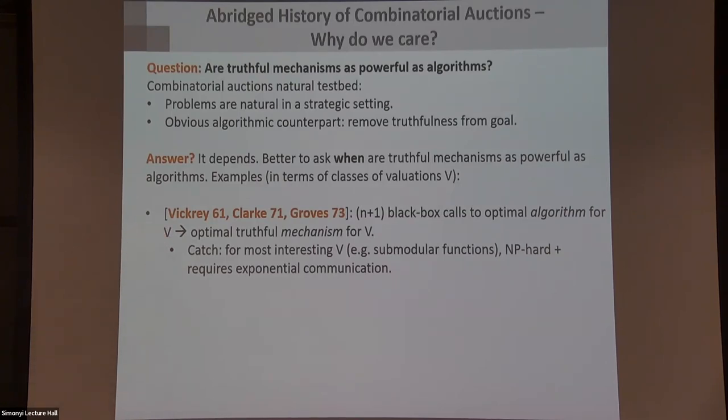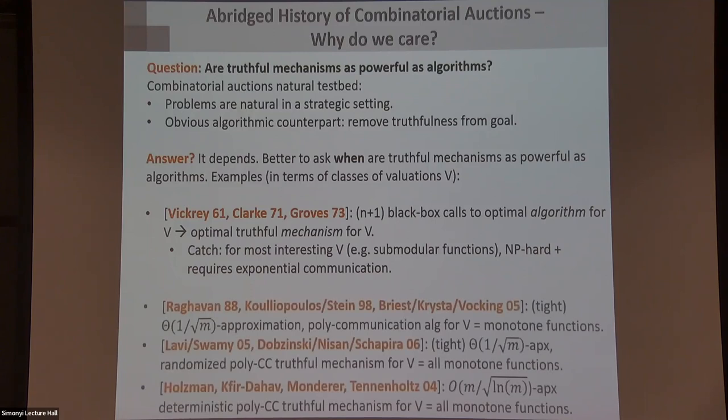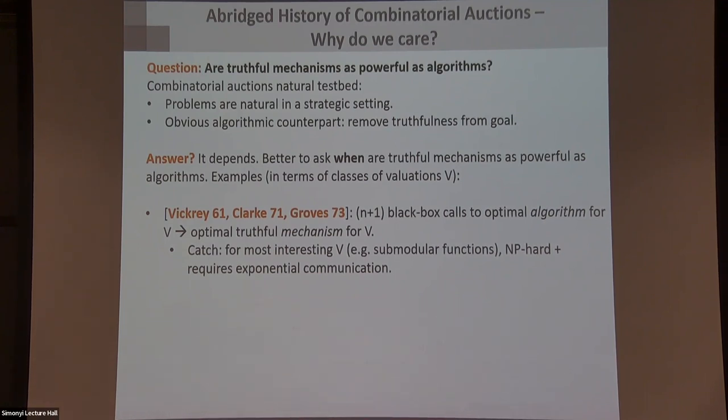So you can exactly optimize over this set of valuations, but submodular is too rich. That's NP-hard to do. So this is just stating the state of the art for linear valuations. Linear valuations, you mean just like I have a value? Yes. That is a subclass of gross substitutes, and that one you can do.